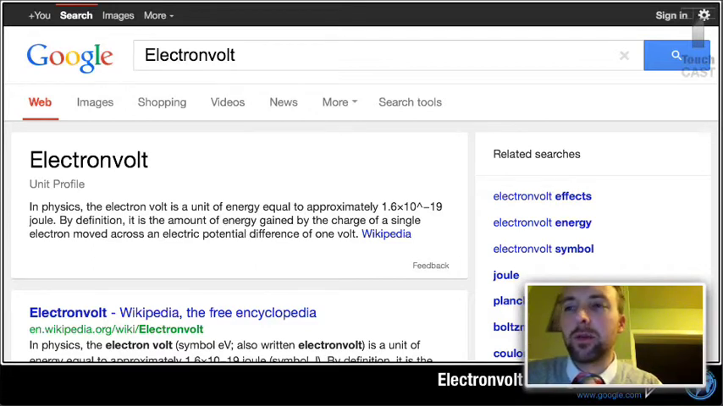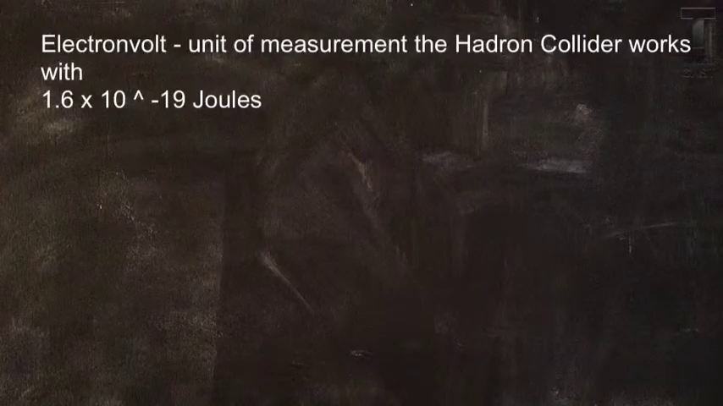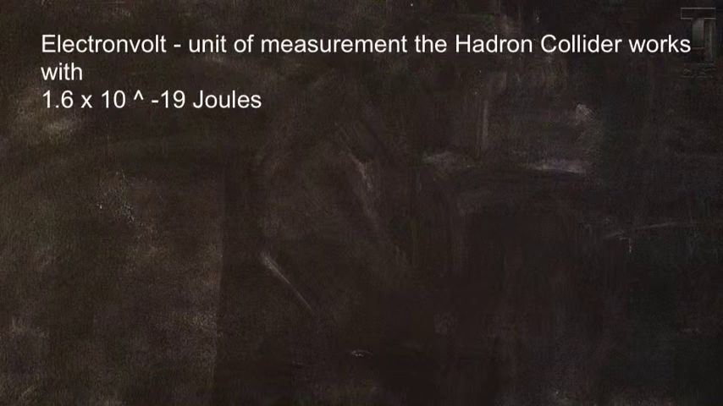Joule is a basic unit of energy that you'll use in chemistry class. So let's deal with joules and electron volts. There, we already saw that an electron volt is a measurement that the Hadron Collider is dealing with, and it's equivalent to about 1.6 times 10 to the negative 19th joules. Let me write that down real quick if I have enough room.